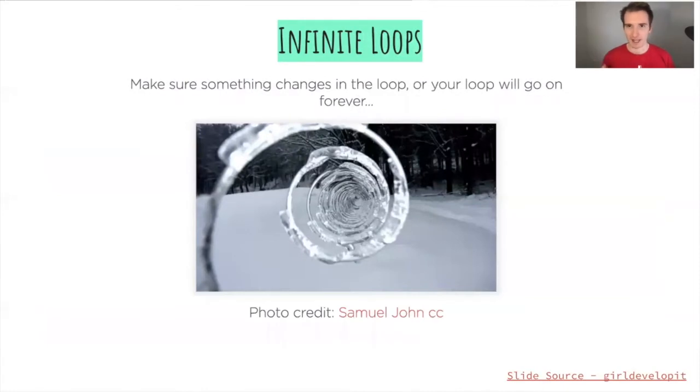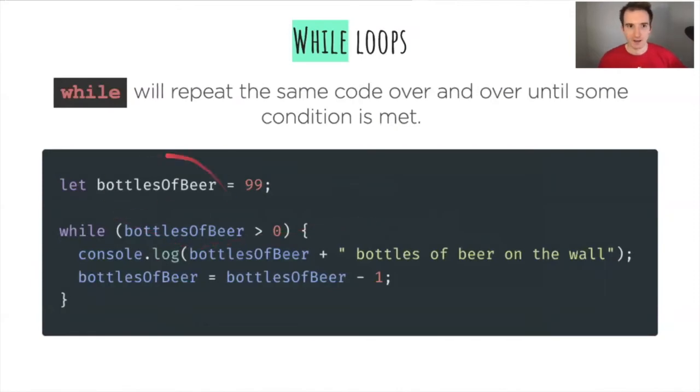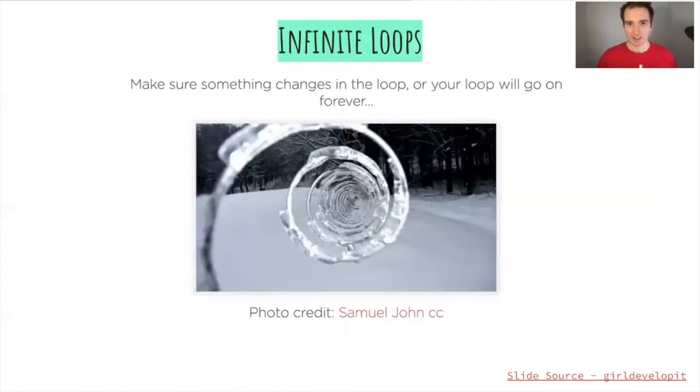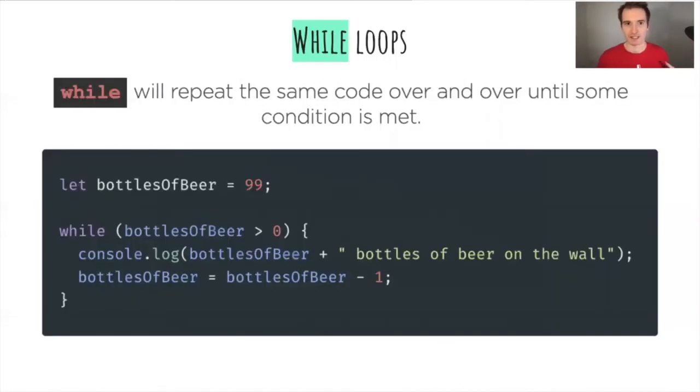The one thing we need to be careful of is that if we don't somehow change this value that we're using as a counter here, then this loop will simply go on forever. So if we didn't have this reassignment of the bottles of beer variable, then we would just have the console logging 99 bottles of beer on the wall for an infinite amount of time. And sometimes this can cause memory problems. Sometimes this could crash your computer. But luckily with JavaScript, it never really gets that bad. So we need to make sure that at some point, this condition is going to equal false. Otherwise, it's just going to run forever.